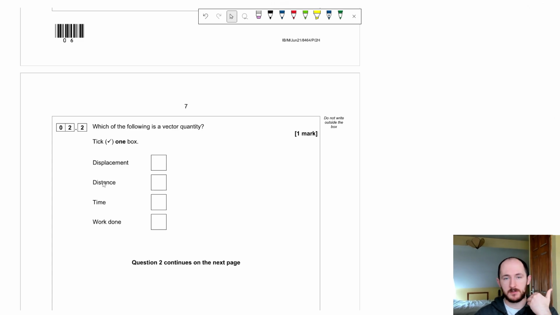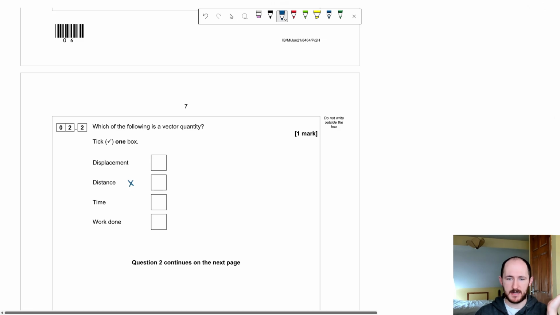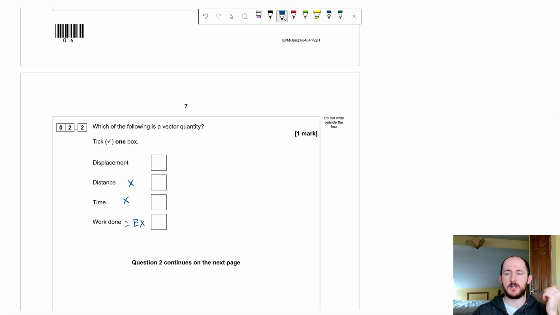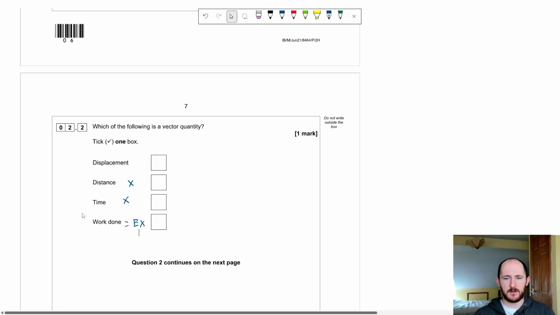Distance is just a length, so it's not that one. Time doesn't have any direction. Work done is energy, and energy is not a vector because you just say 10 joules, 100 joules. You don't imply a direction. You also can't have negative. So that's something else about scalar quantities, is they aren't negative.